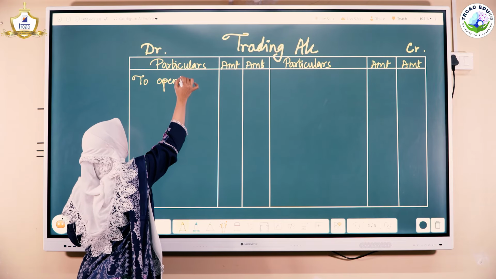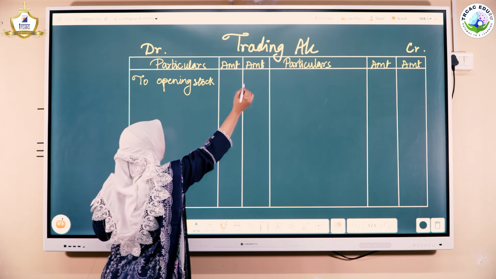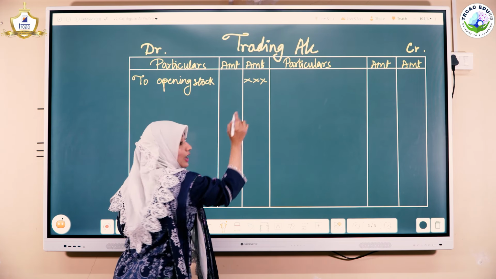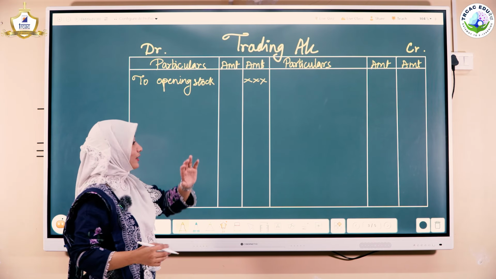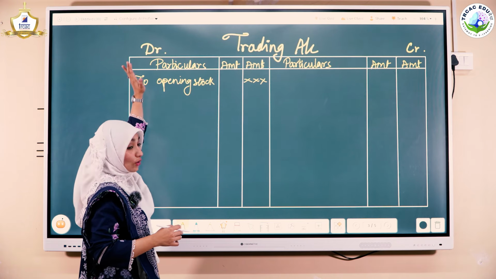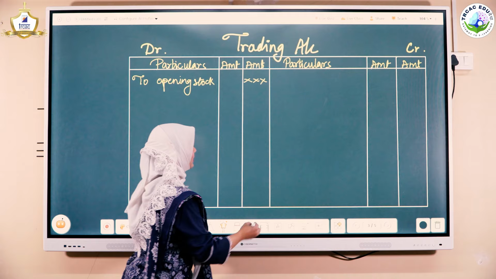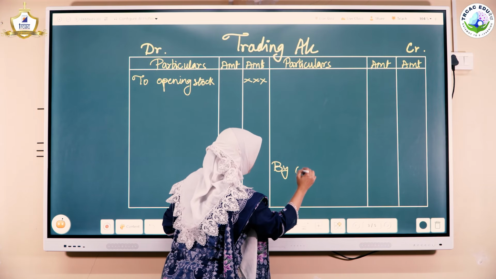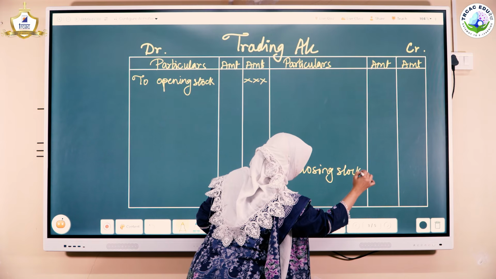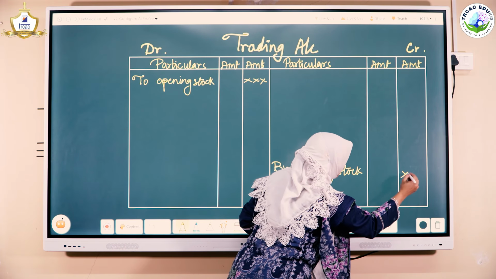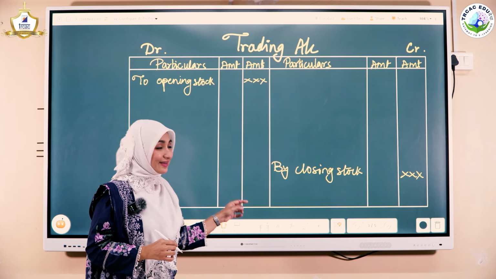To opening stock, the amount will go directly in the outer column, correct? Now coming to closing stock, if opening stock is coming on the debit side, closing stock will be recorded in the credit side. Amount will directly go into the outer column, correct?